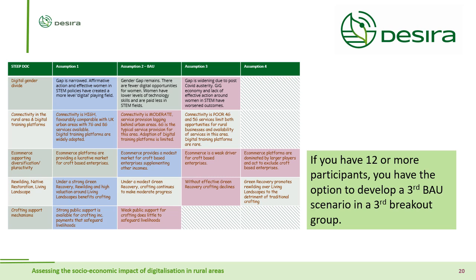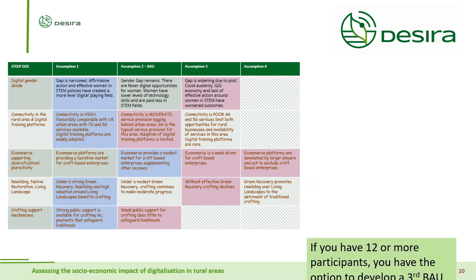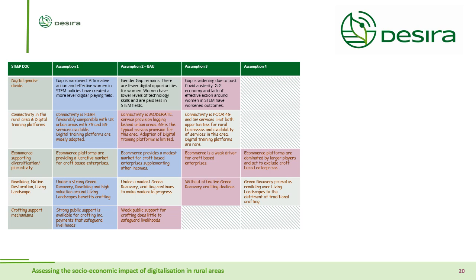Around 5 participants make a good breakout group. If you have 12 or more participants, you have the option to develop a third business as usual scenario in a third breakout group. For this, you will need to select the business as usual assumptions from the morphological box to form a third scenario frame. Take care to ensure that there is a good contrast between all scenario frames. The future possibilities are almost limitless, and we cannot explore all of them. Our goal is simply to explore contrasting futures in order to think strategically about the future.